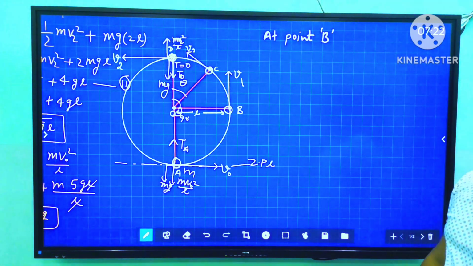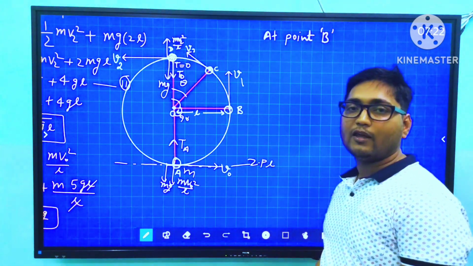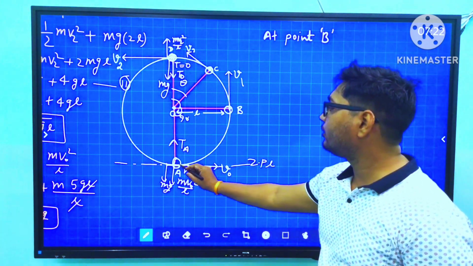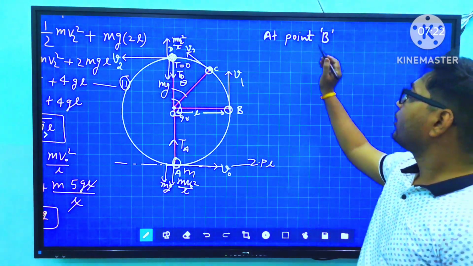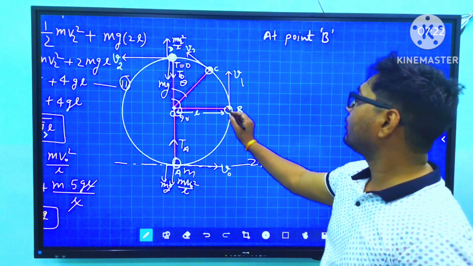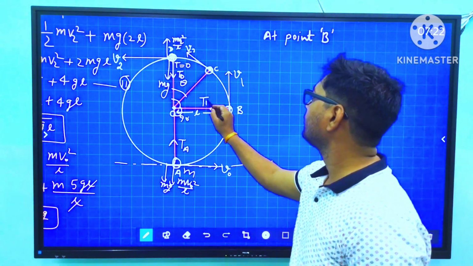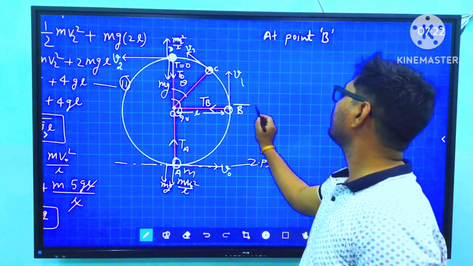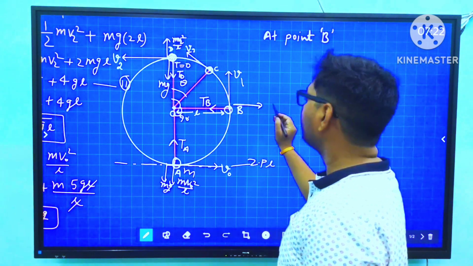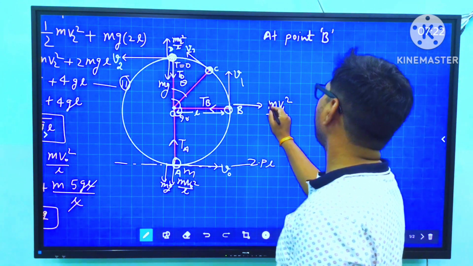Now again we will do the same exercise. We will find out the force balance and the conservation of mechanical energy between point A and point B. So at point B, first of all we will write the force balance equation. Here the tension in the string will always be towards the center, that is TB, and the centrifugal force will be centrally outward, that will be mv1 square divided by L.